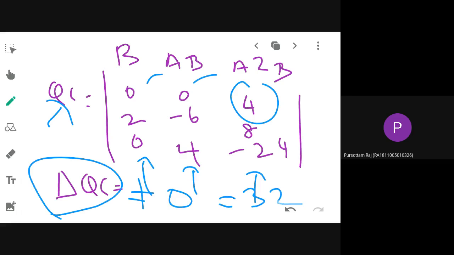What is the condition for proving that the system is state controllable? Already we have discussed these things. The determinant of QC should be non-zero, it should not be equal to 0. So we have got 32. So the condition is proved.